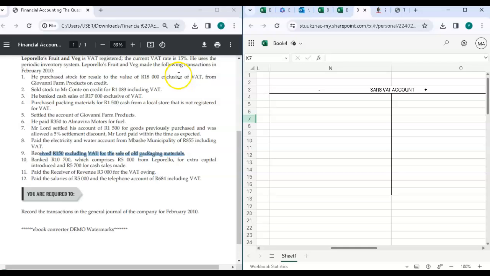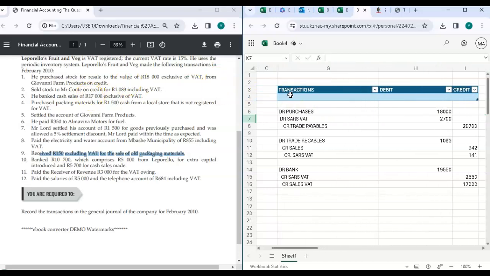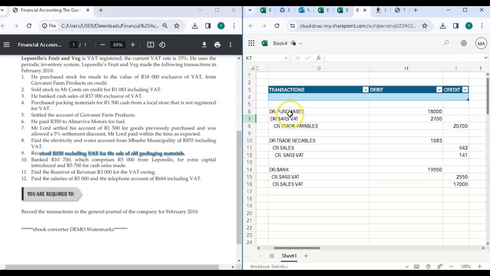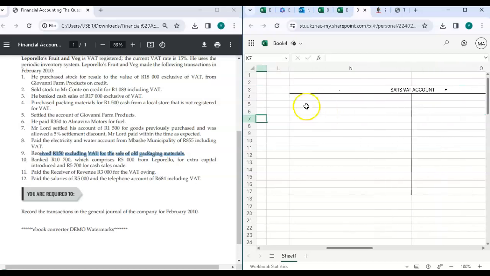So if you look at the first transaction, he purchased stock for resale of a value of 18,000 Rand on credit. So we recorded this transaction as debit purchases, debit SARS VAT, and credit trade payables. So now to record this transaction, it's simple. If you look carefully, you've got debit SARS VAT and credit trade payables. So when you go to SARS VAT, you debit SARS VAT.